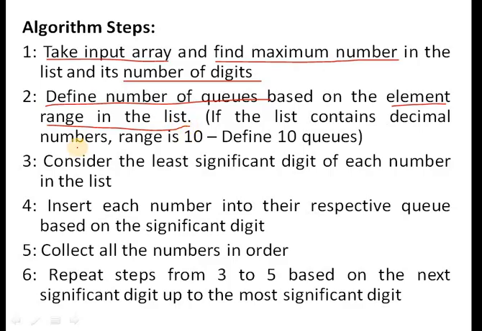Okay, and the next step is, after creating the queues based on the range, you have to first consider the least significant digit of each number in the list. Based on the least significant digit, you have to insert the number into the respective queue or respective bucket. So either we insert it into the queue, or we can call that queue a bucket.